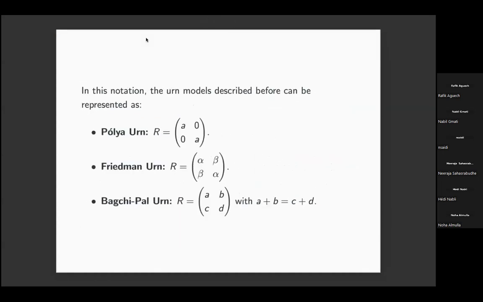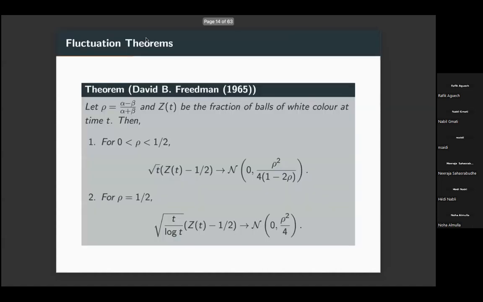All right. So the other kinds of things that people have looked at, I just want to show an example of another classical result, which was proved by David Freedman. There's a different Freedman than the one who came up with the Friedman urn in 1965. So what does this say? We know that Z_t converges to 1/2 as time goes to infinity. Now this result is a sort of scaling limit CLT type of result, which tells you about the fluctuations around the limit. So we are looking at Z_t minus 1/2.